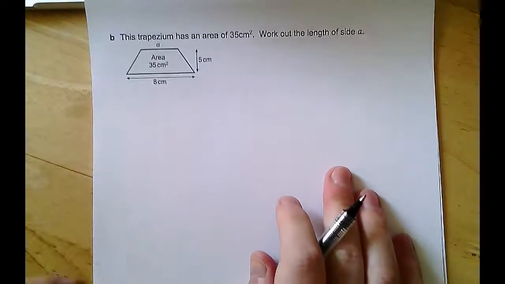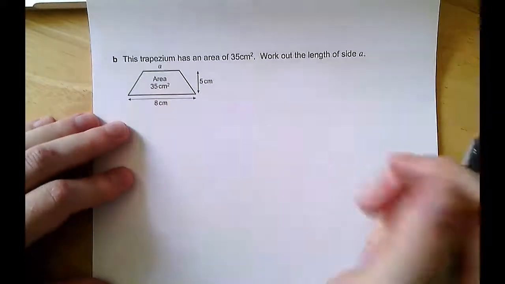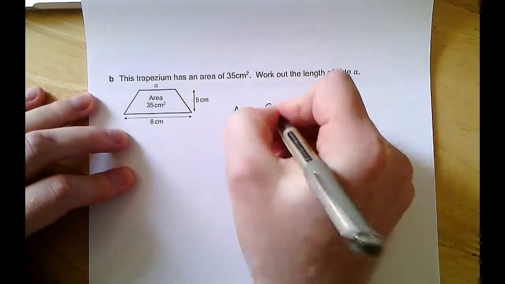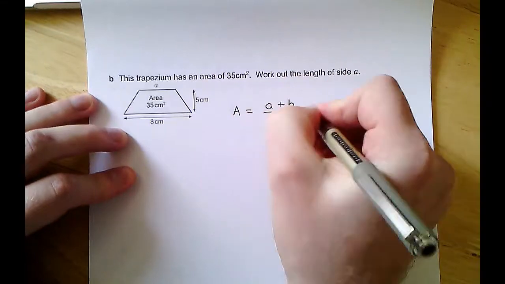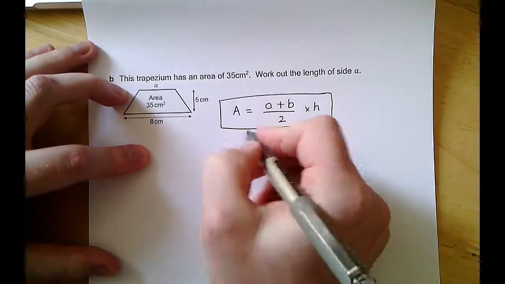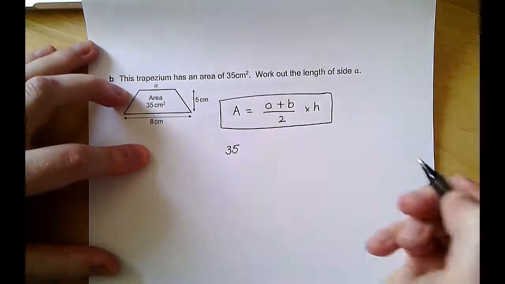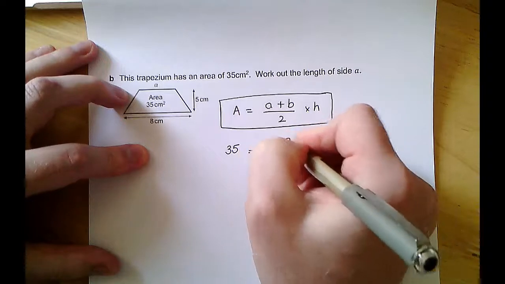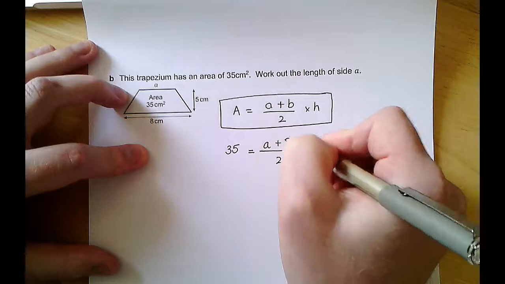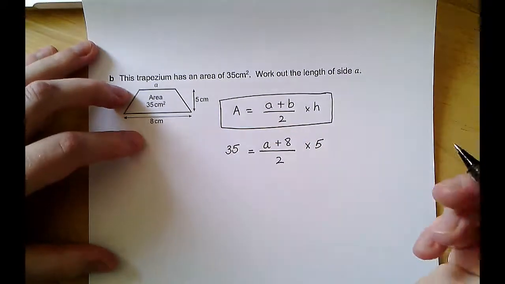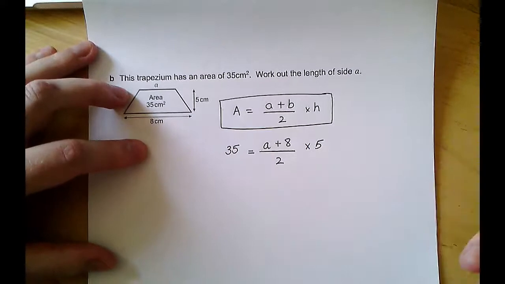Part B is a little bit more difficult because we have to work backwards. So we're told that that trapezium has an area of 35. So the area, again, get into a good habit, state your formula. Now we're told the area is 35 equals A, we don't know yet, but that's what we're going to try and work out, plus 8 over 2 times by the perpendicular height, which is 5. And we need to effectively solve that equation.